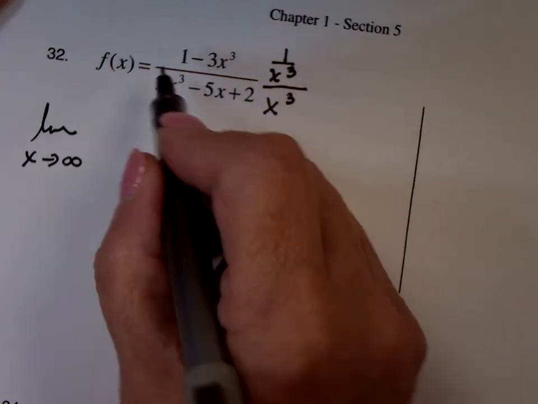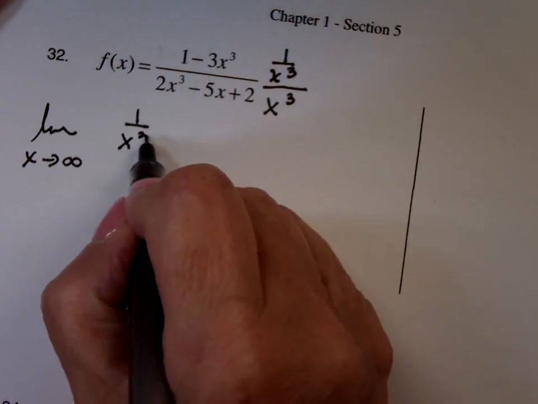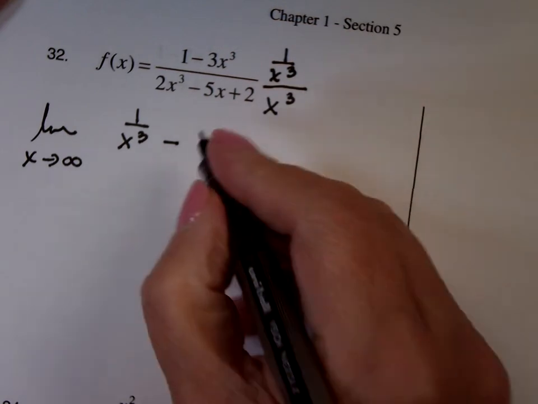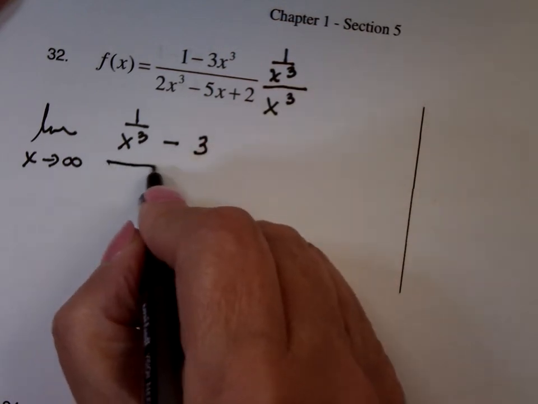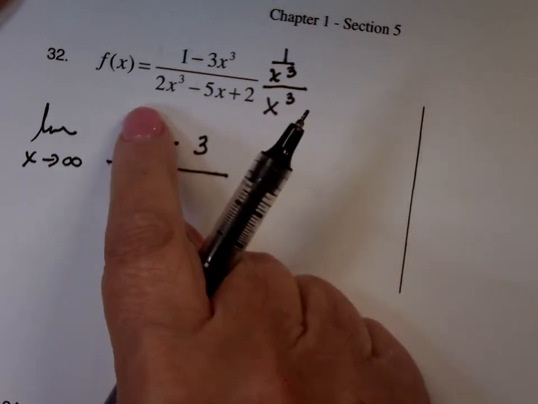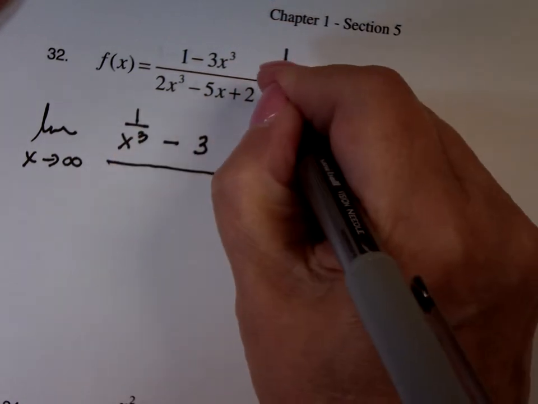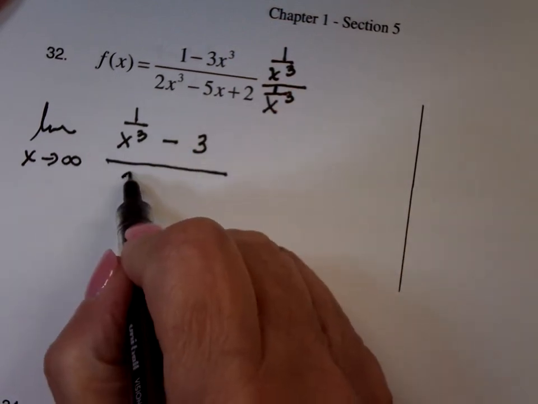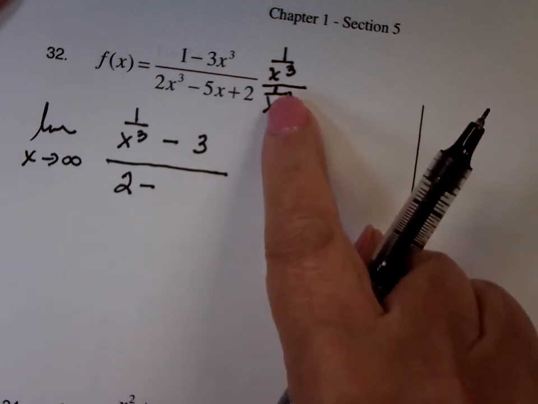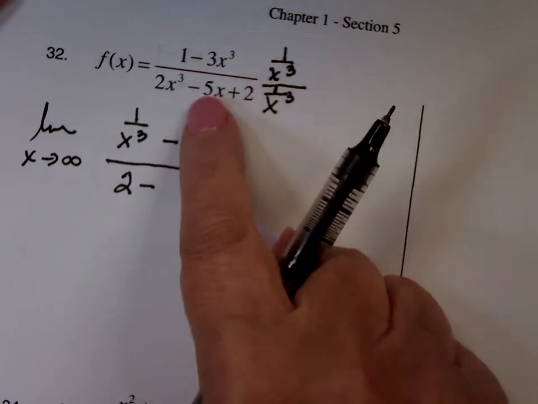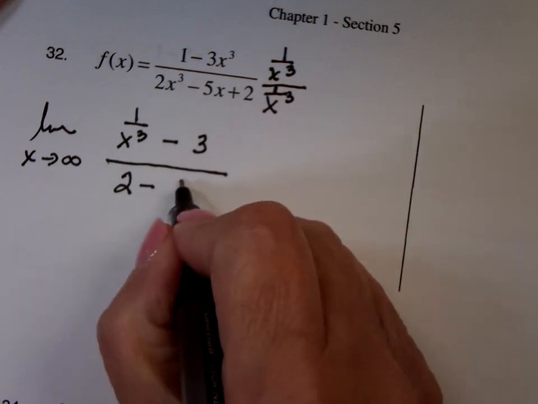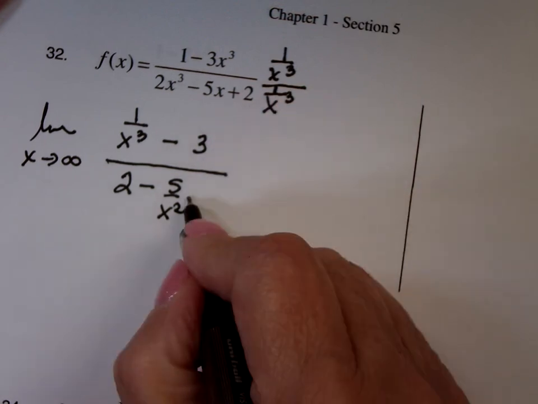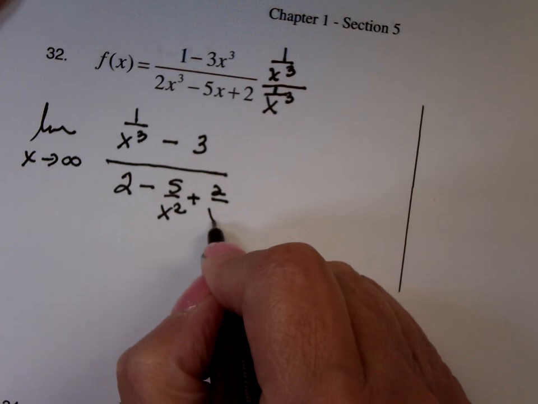So this becomes x cubed times 1, or 1 over x cubed, minus 3x cubed times x cubed. Well, that's just 3. X cubed times 2 over x cubed, and this should be 1 over x cubed right here. Make that a 1 over x cubed. Is going to be a 2 minus 5x cubed times, or 5x times 1 over x cubed. Well, that's 5 over x squared, plus 2 times 1 over x cubed. That is plus 2 over x cubed.